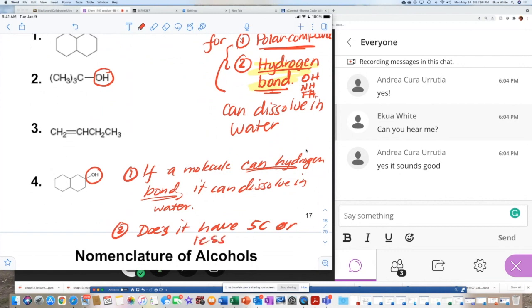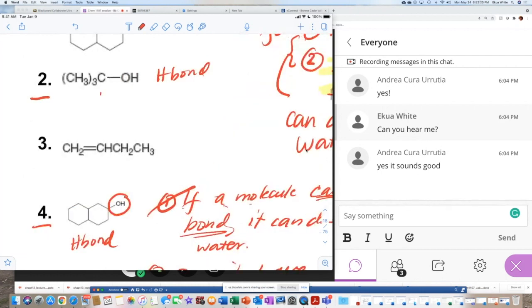So let me examine the hydrogen bond first before we look at everything else. If a molecule can hydrogen bond, it can dissolve in water. Does it have 5 carbons or less? Okay, so these two at least can hydrogen bond. All right, here H bond, and this one here H bond. So the first part is fulfilled for these two molecules. Next thing, how many carbons does it have? There's 1 here, there's 3 here, so it has 4 carbons. Okay, great. It has an OH and it has 4 carbons, so this can hydrogen bond. So this one would definitely be soluble in water.